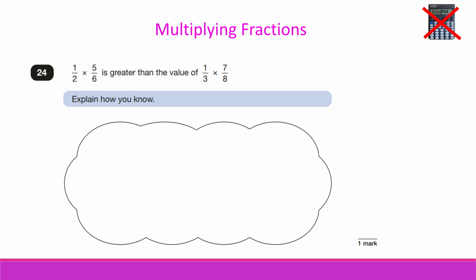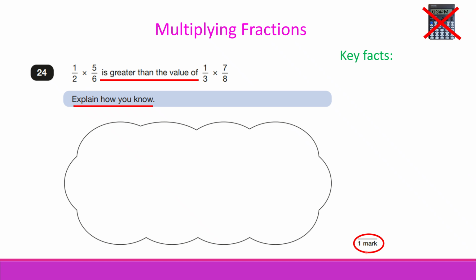This is a question on multiplying fractions, and you're given two fractions to multiply together. On the left hand side you've got a half times 5/6, and you're told it is greater than the value of 1/3 times 7/8. You've got to explain how you know. You write your answer in this box to say why the fraction on the left is greater than the one on the right, and this will give you 1 mark in the exam.